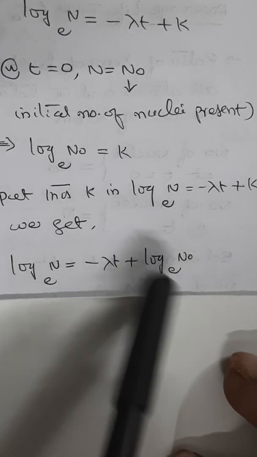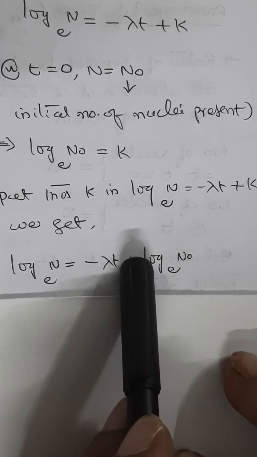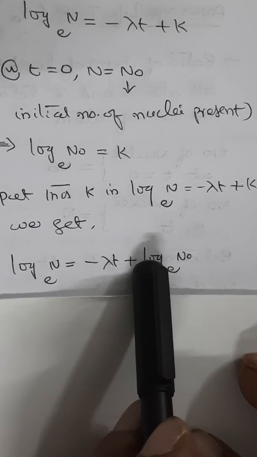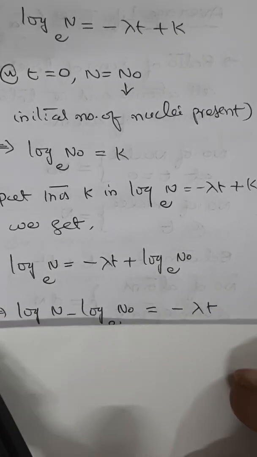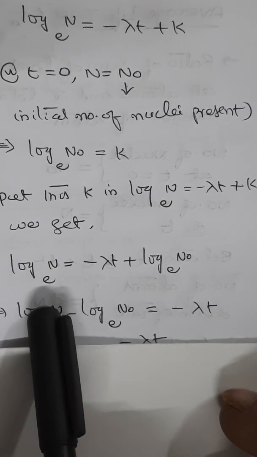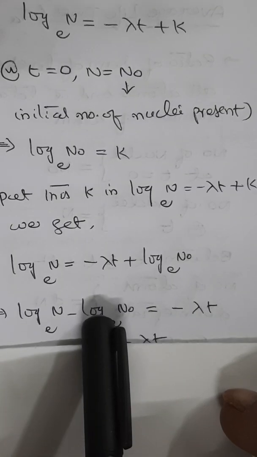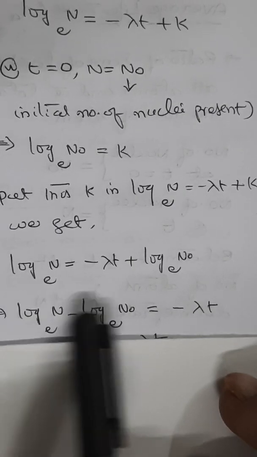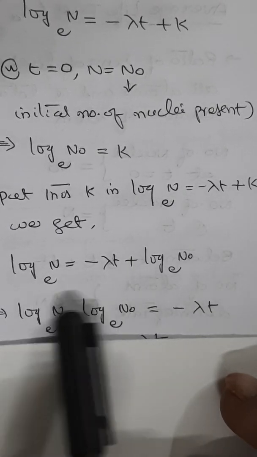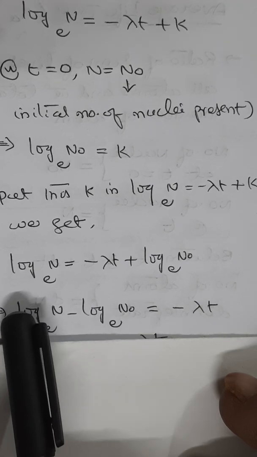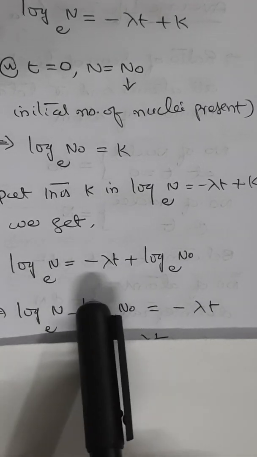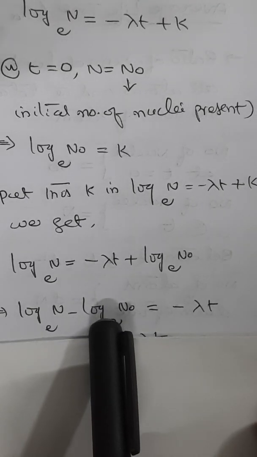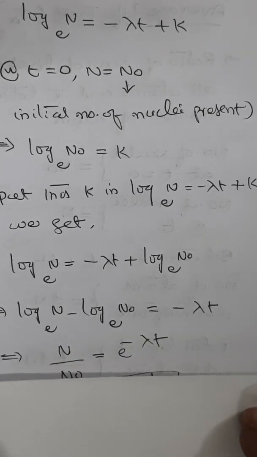Okay. Now you just push this second term on the right hand side to the left side, because this is log n to the base e, this is log n naught to the base e. So therefore you can write like this: log n to the base e minus log n naught to the base e will be equal to minus lambda t. Got it? Now this is something like log m minus log n is nothing but log m by n. So this is log n to the base e minus log n naught to the base e, nothing but n by n naught only.